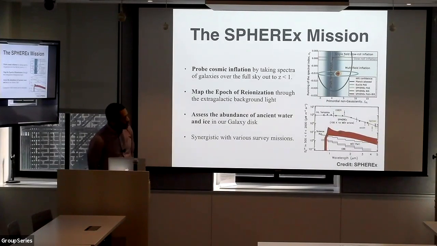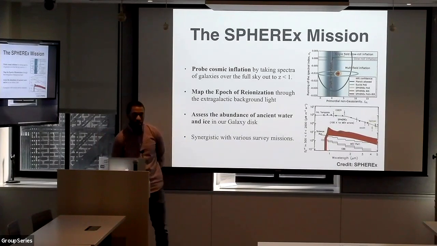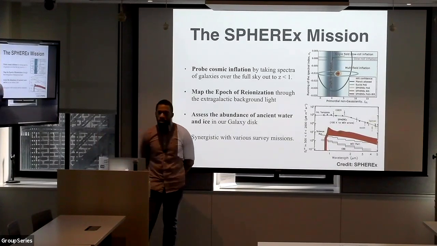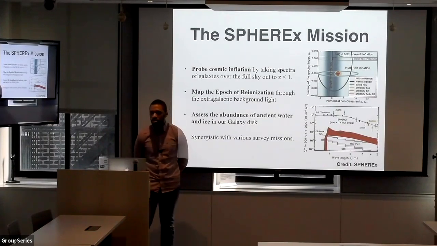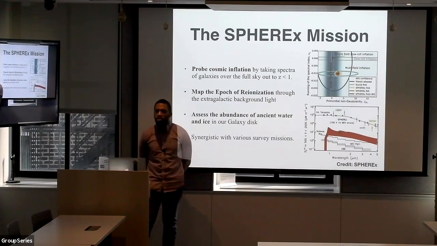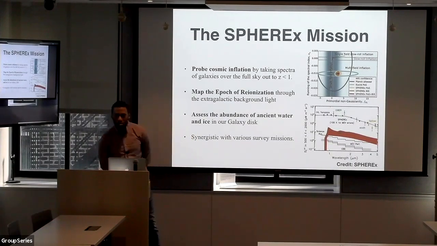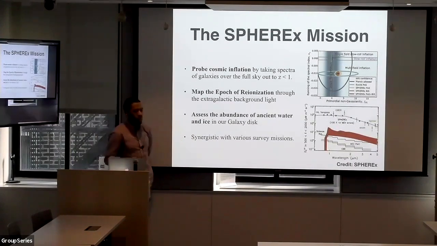Finally, there's going to be a galaxy survey, and this is going to try to constrain ancient ices. These are the ancient sources of water within our galaxy, and the idea is that you can use that to learn more about how water traverses through the galaxy, and maybe possibly even learn more about how water from the galaxy sourced water on Earth.